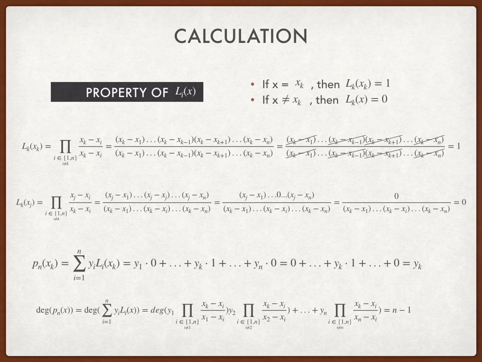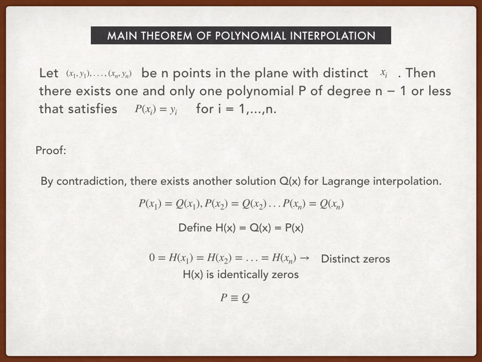Next, we want to introduce the main theorem of polynomial interpolation to ensure the interpolation we have is unique and exist. Suppose we have n measurement points with distinct xi. There exists one and only one polynomial p of degree n-1 or less that satisfies p of xi equal to yi with index from 1 to n.